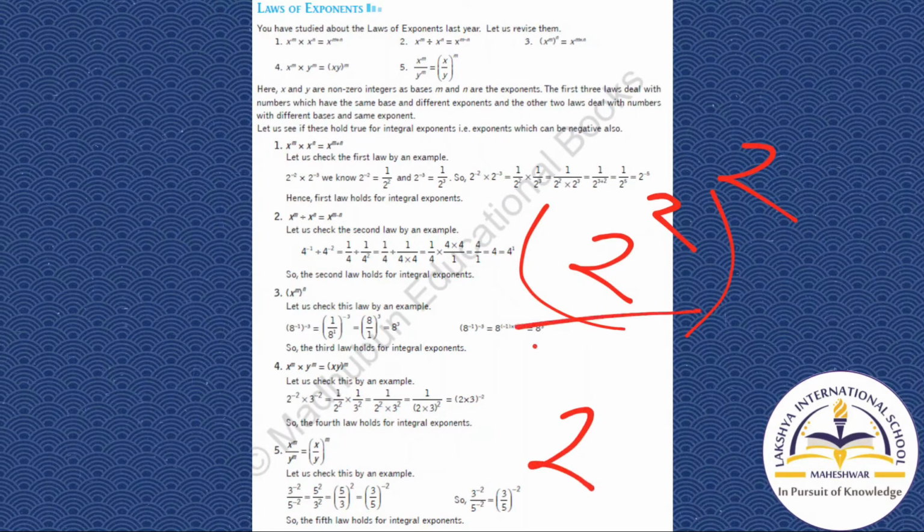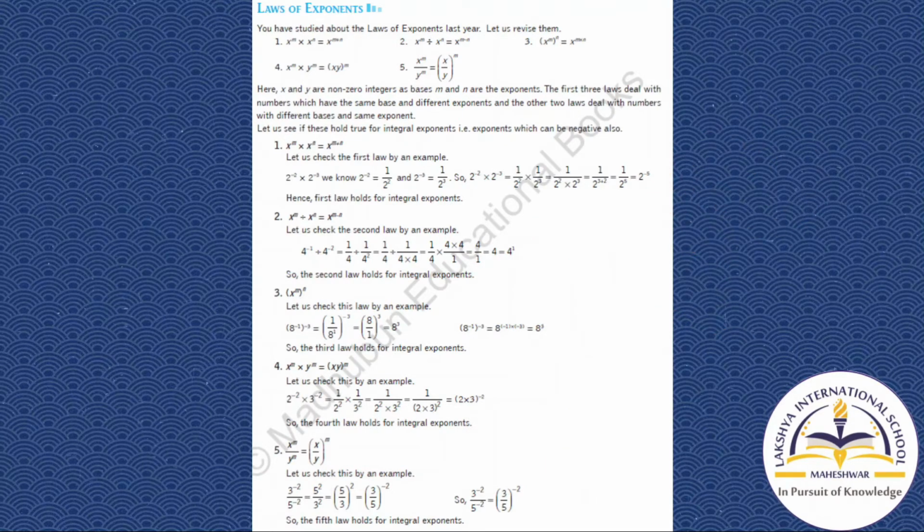Means first you have to solve 2 raised to the power 2, and then whatever the answer will be, again you have to find out this power, this exponent. Now same question, fourth property or fourth law, that is x power m into y power m. If the powers are same, then the numbers will get multiplied.